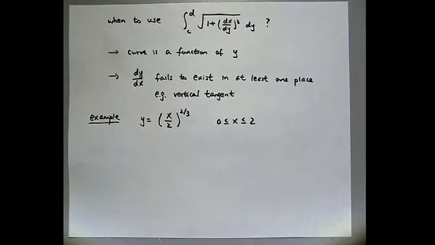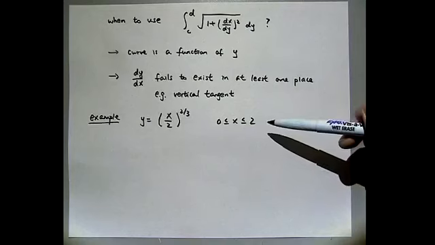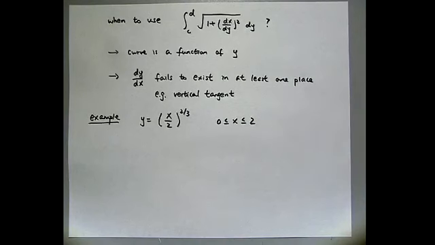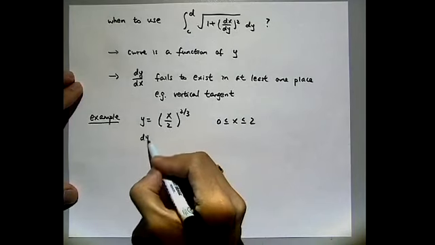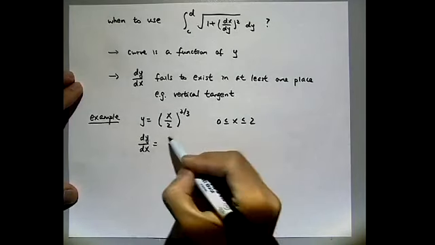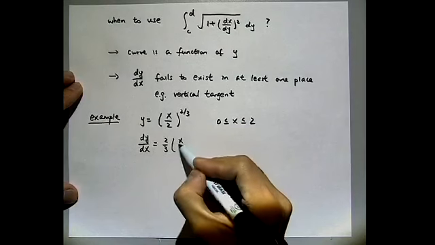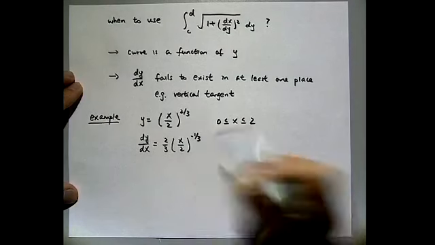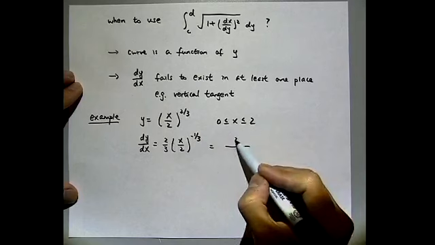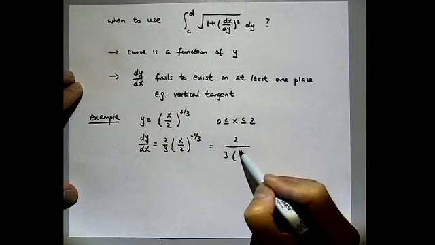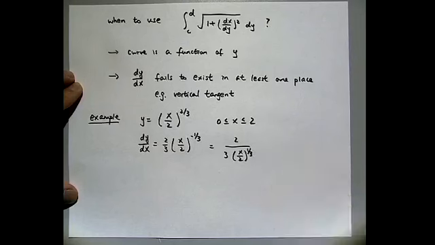The curve is y equals (x/2)^(2/3), and we want to know the length of that from x equals 0 to x equals 2. Let's check out dy/dx first. So this turns into 2/3 times (x/2)^(1/3).